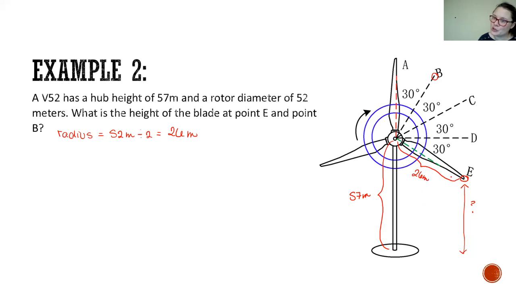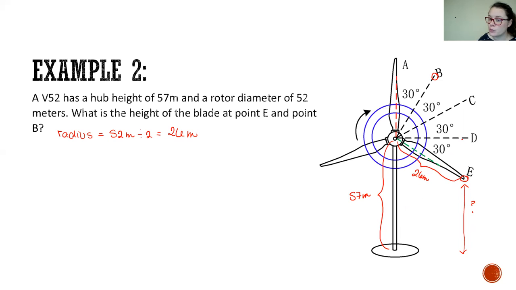So now we need to find a triangle because right now it just looks like circles. The hub height, point D, is basically our 0 point. We're going to treat that as a 0. If we can find out how far down point E is, we can figure out the distance to the ground, because we can just subtract that from our hub height.